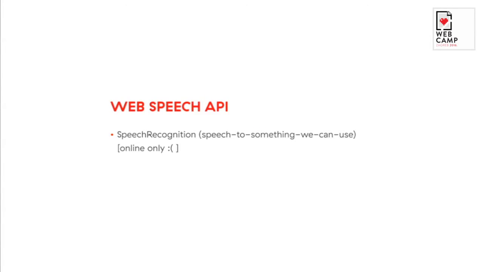But I'm a lazy developer. When I say lazy, I really don't want to do stupid stuff by hand, and I would really like to have something that does this for me. Wouldn't it be great if I wouldn't have to type things into my input field? Wouldn't it be great if I could just say it? Well, there's something called the Web Speech API, which has speech recognition when you're only online.